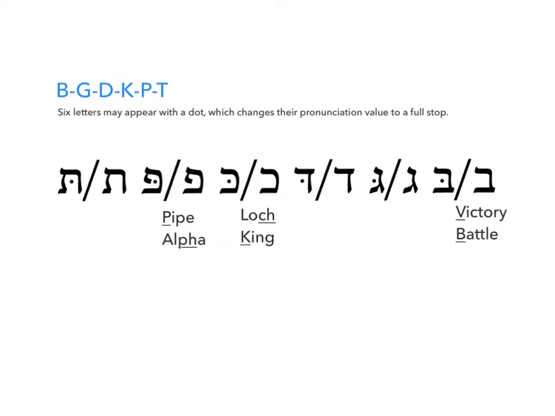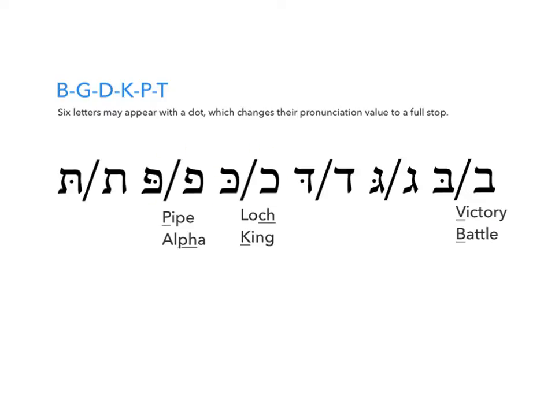And when it's placed within one of these, Beit, Gimel, Dalet, Kaf, Pei, and Tav, the effect is it changes the pronunciation value. Now, technically, it changes the pronunciation value on all 6 of these characters. But for our purposes in learning Biblical Hebrew, we're only going to differentiate between 3 of these characters: the Beit, the Kaf, and the Pei.